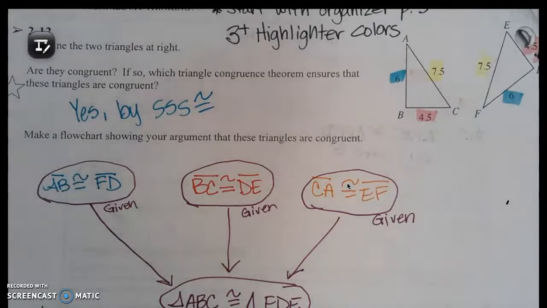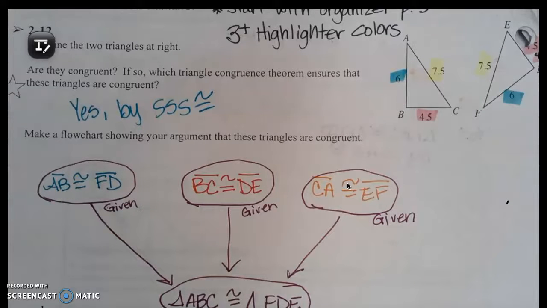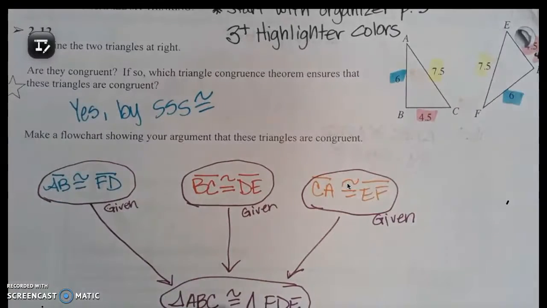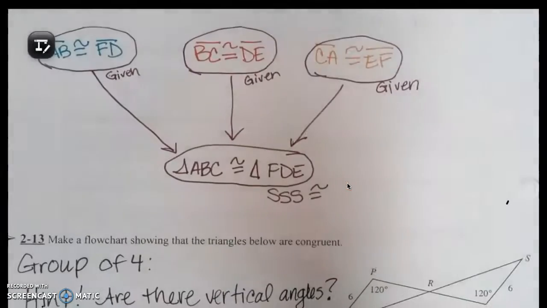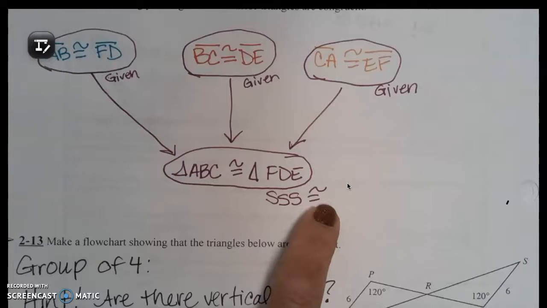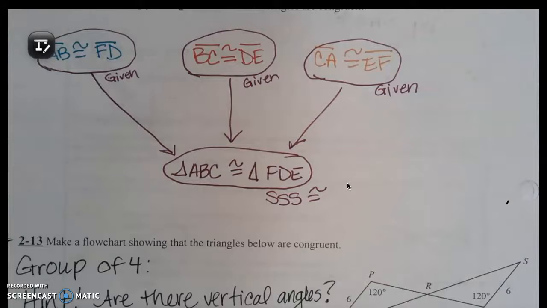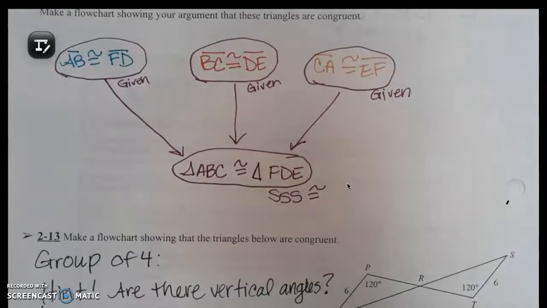All of that information was given to us. All of the measurements were given on the triangles, and you have to be given some information. So we just say that they were given. We have three sides. So we say that the two triangles, triangle ABC and triangle FDE, are congruent by side, side, side congruence. So this is called a flow chart, and that helps us to organize our congruence statements. Any questions on the flow chart?